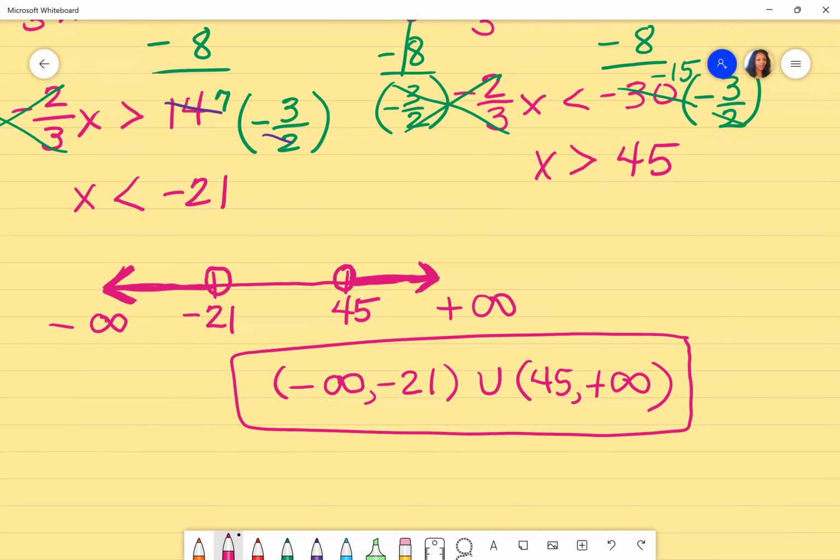So you've learned how to solve absolute values for both equations and inequalities, and I do have a graphing one coming up.